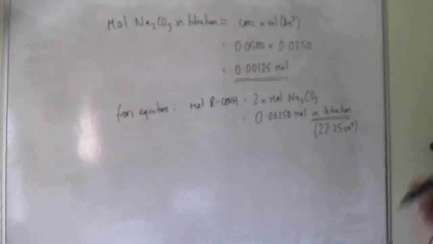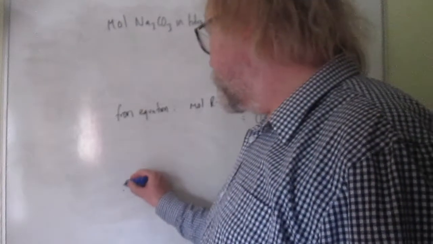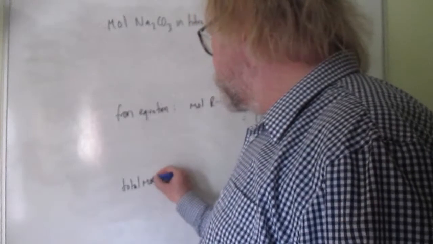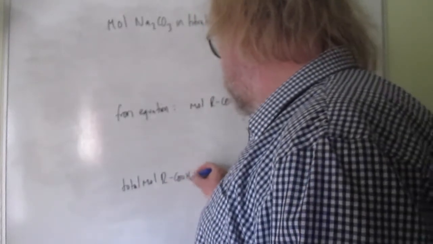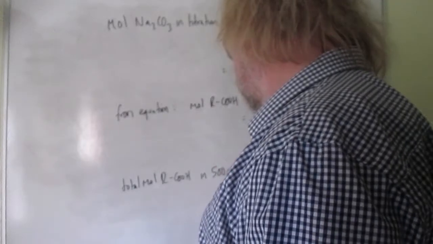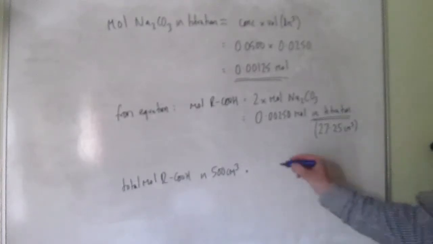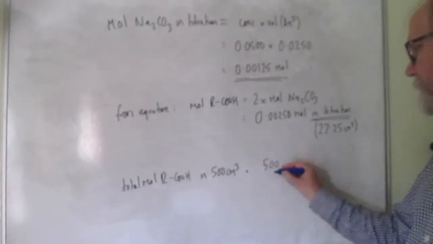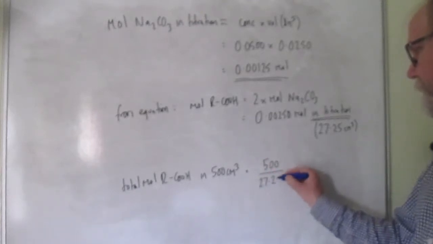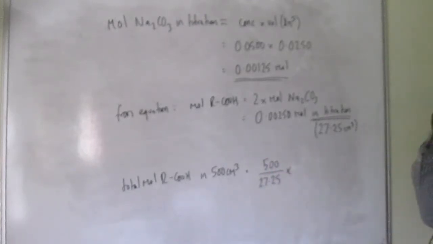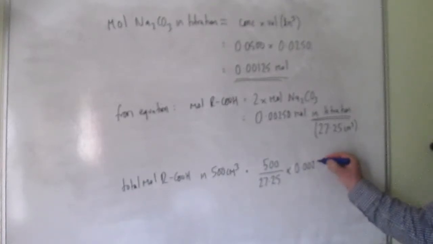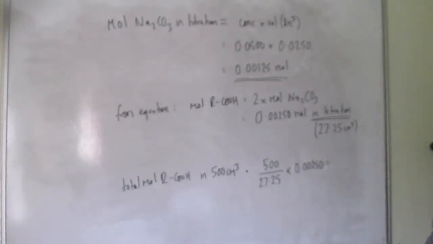So now we've got to scale up and say, right, how many moles were there in 500 cm cubed? So that's the next step, the total moles of RCOOH in 500 cm cubed, and it's just a scaling up operation. So if we multiply by 500 and divide by 27.25, times 0.00250, we'll get the number we need, which comes to 0.0459 moles.